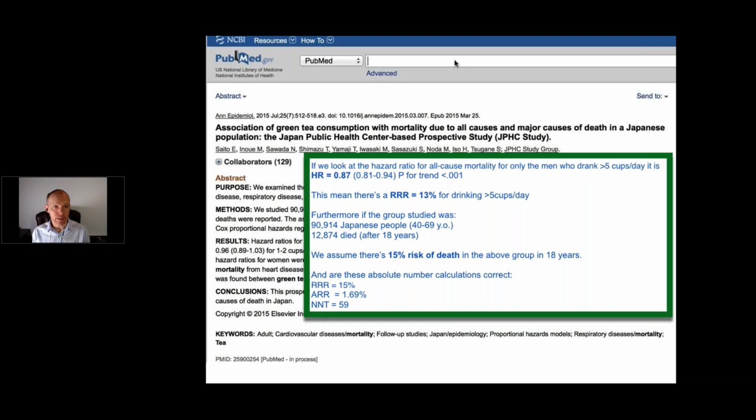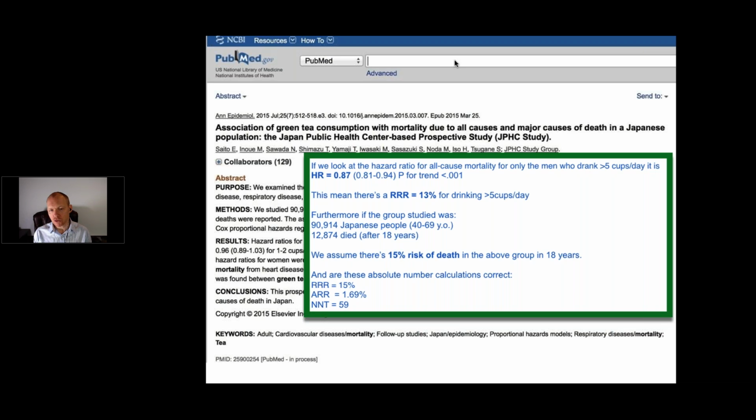Now, just when you look at green tea, for example, here's a study, and we know that green tea is really good for you. It is really good for you, but it's not like a magical thing. So here's a study where they looked at men who drank more than 5 cups of green tea a day, which is quite a bit of green tea. And looking at the numbers here, the relative risk reduction from drinking a whole bunch of green tea per day is about 15%.